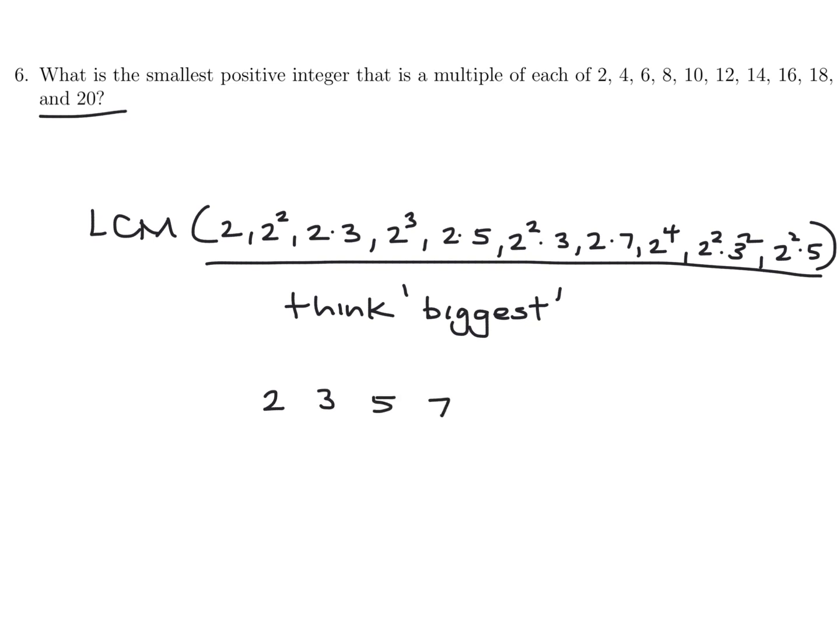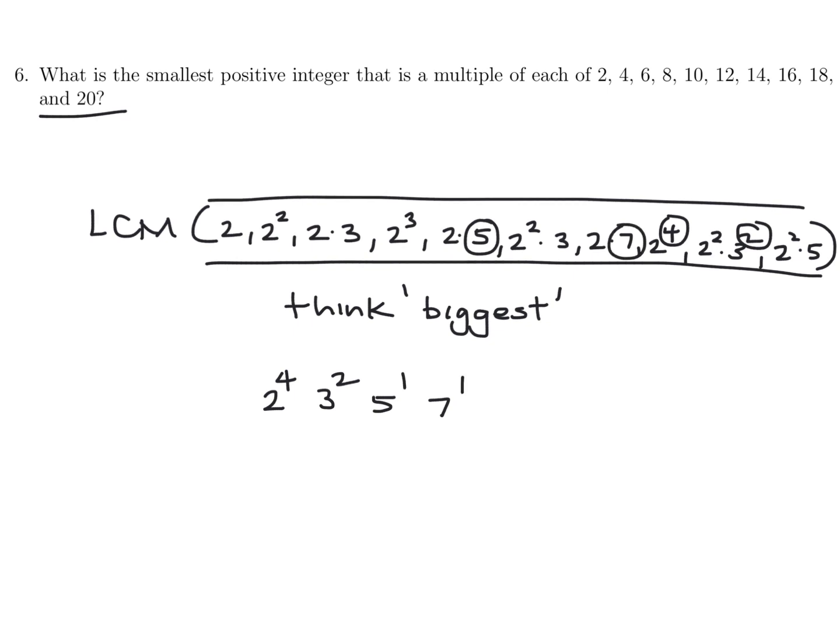And then think biggest. So the biggest power that appears up here for any of them. So for 2, the biggest power is that guy. So that's going to go here. For 3, I believe the biggest power is a 2, which is here. For 5, I think the biggest power is just 1, like this guy. And for 7, same thing. So there you go. And then, of course, you have to multiply all these together. And when you do, it's 5040. So that is the process of figuring out least common multiple.